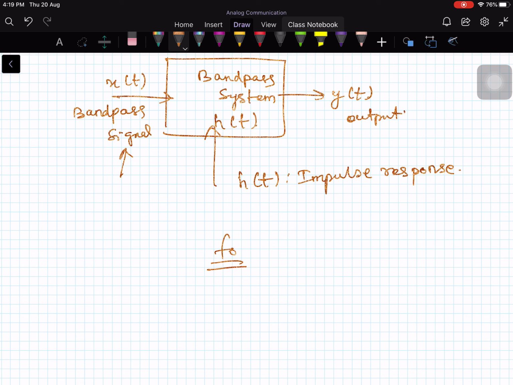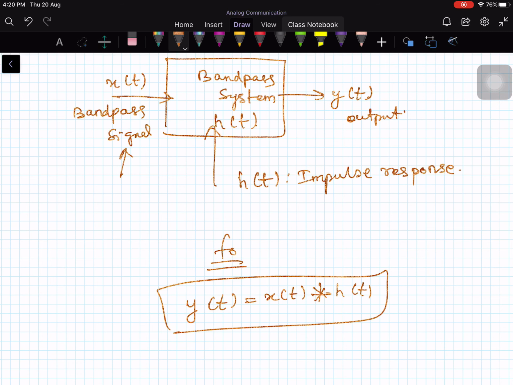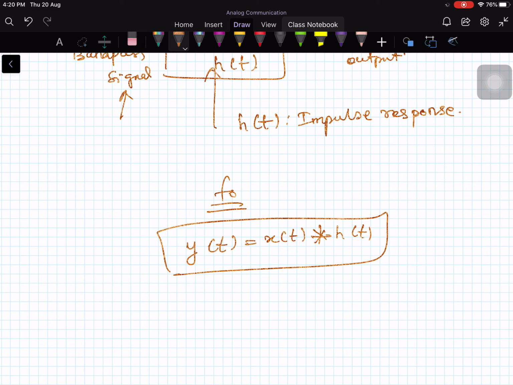You may say, what is the big deal, because if I know h of t and x of t, I can find y of t by convolving x of t with h of t, because that is the typical procedure for a linear time invariant system. So y of t is equal to x of t convolved with h of t. What is the big deal in this? Simply you can do it. Now what I am saying here is, I know both h of t and x of t. They are essentially bandpass in nature.